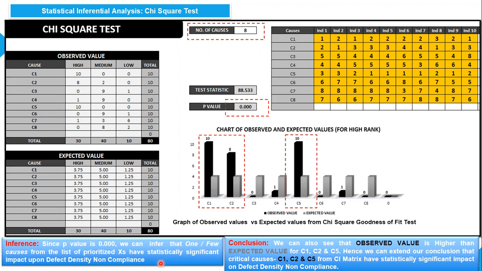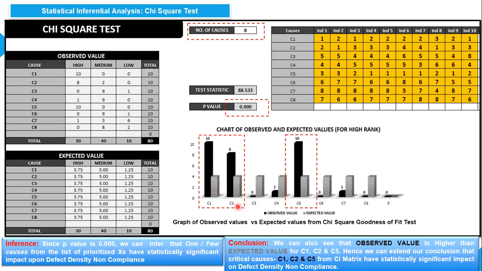But we are not yet sure which causes, or which cause for that matter, do have a statistically significant impact on Y. And for that sake, we'll use this graphical assessment. So here we can see the bar of observed value versus the bar of expected value. And as we all know, wherever the bar of observed value is taller than the bar of expected value, that given cause is the culprit, that given cause has a statistically significant impact upon Y.